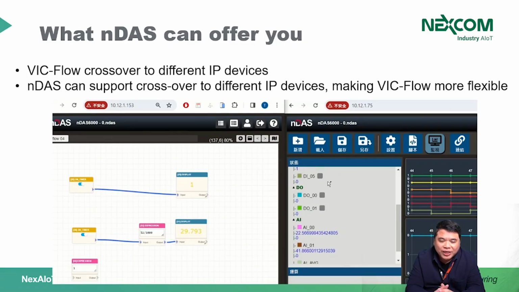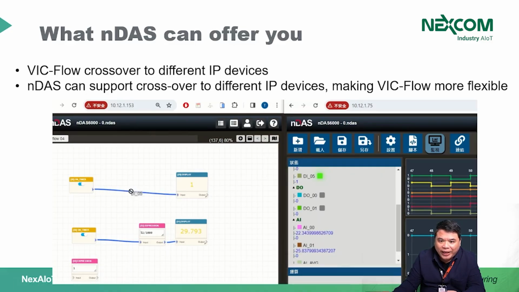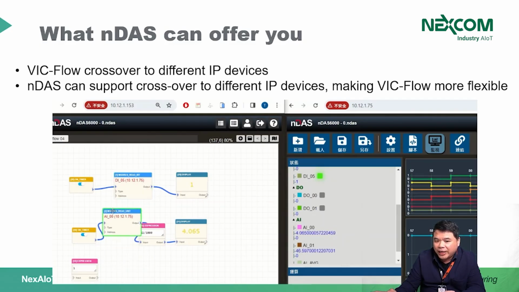nDAS is based on the browser. So you can see two pictures. In one picture the IP address is different: the first picture is 153, and the second picture is 75. So you can see the animation. We only drag the I/O from 75 to 153. So you can easily and quickly configure your function and the condition judgment. It's very flexible. This one is cross over different IP devices.